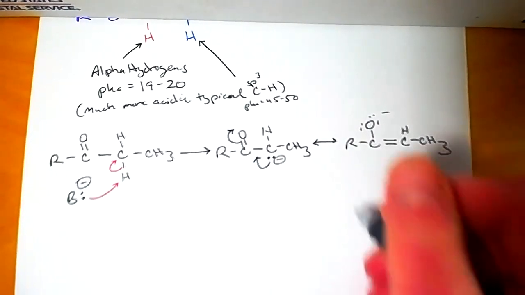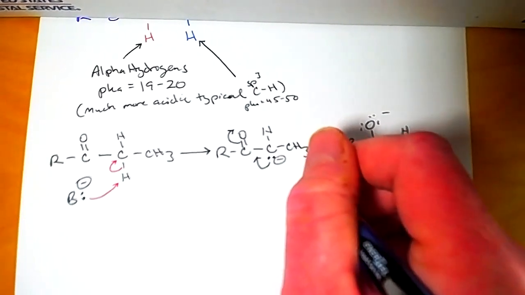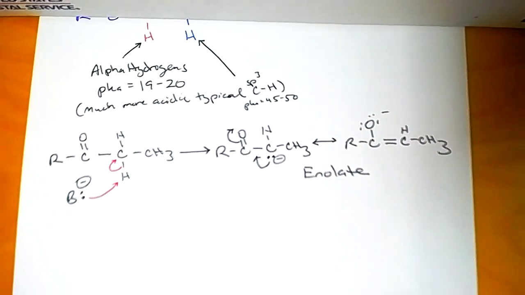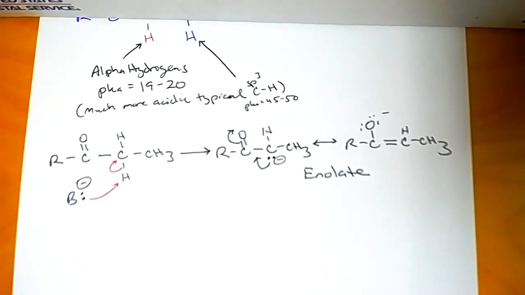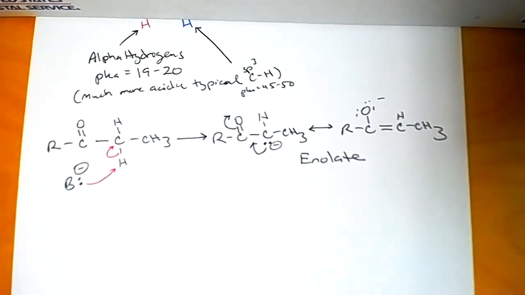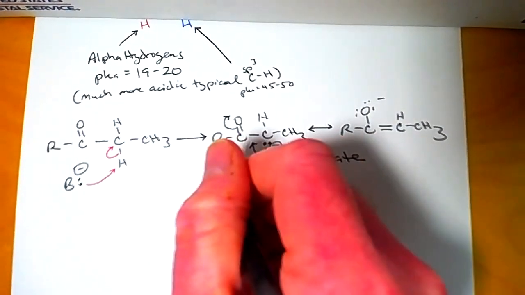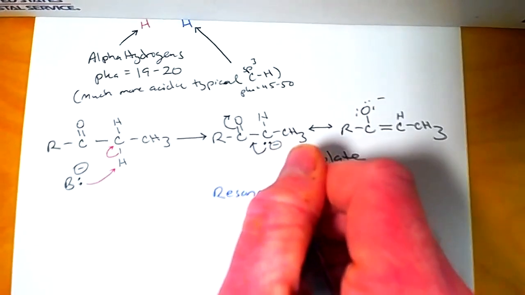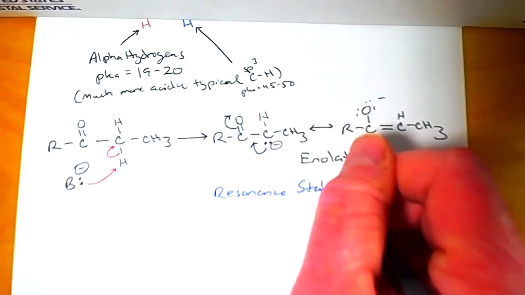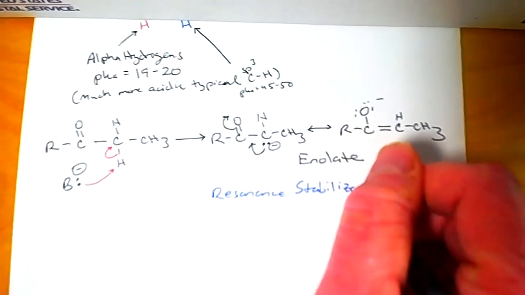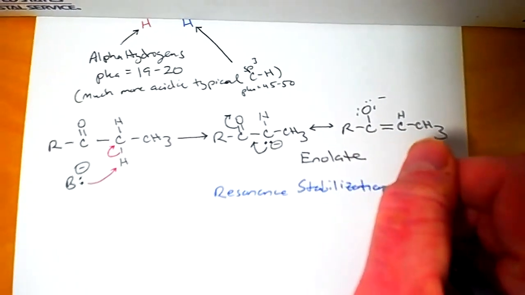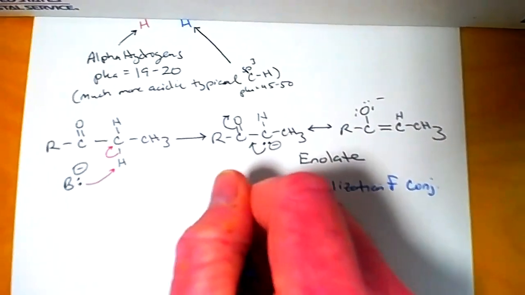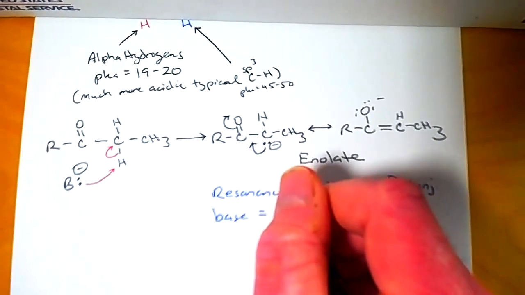And this species is collectively known as an enolate. An enolate. Resonance stabilization of the conjugate base equals stronger acid.